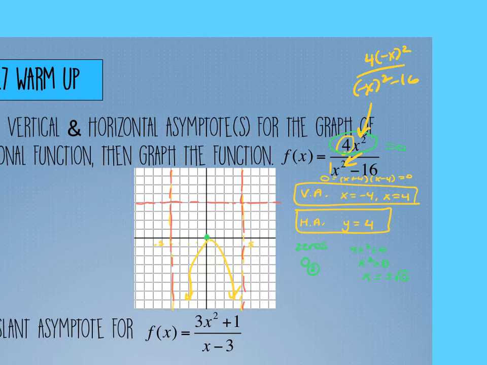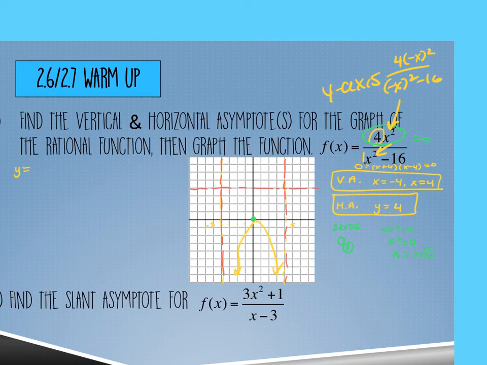So I know this is symmetric to the y-axis. Now I know for sure it has to be a parabola, and it has to have the same directions on the outer bands. So then all I really have to do is plug in like +5. I'd get 5 squared over 5 squared minus 16. 4 times 25, 25 minus 16, 100 over 9. And so that's like 11 and 1/9, right?